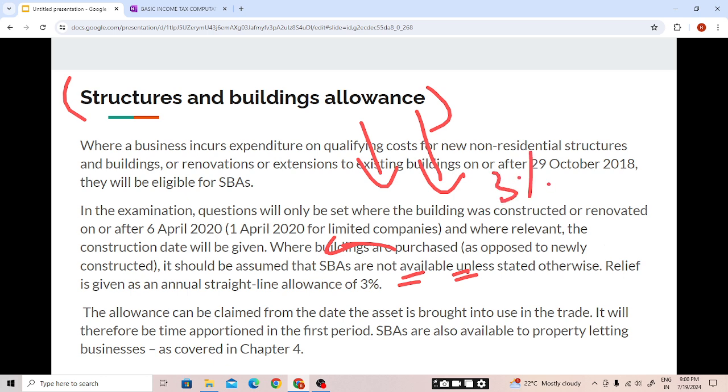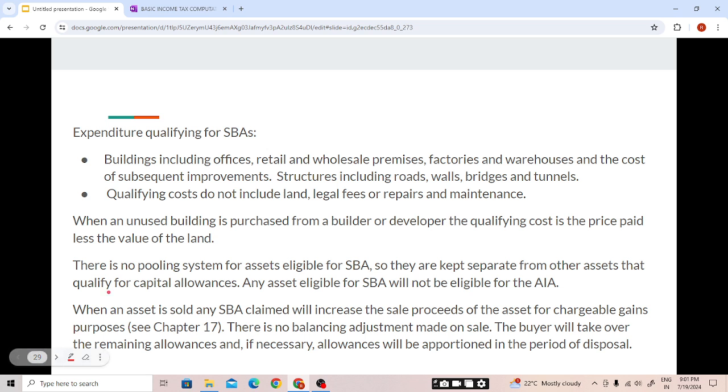And here students, the date of purchase is important. Under the structures and buildings allowance, the date of purchase is important. We will time apportion it. If we purchase or renovate the building and use it for only 3 months, then only 3 months of structures and buildings allowance will be available. But for the previous items, we have seen that for all the capital allowances, the purchase date was irrelevant. But under structures and buildings allowance, the date of purchase is important. I hope this is clear. And the allowance is calculated at 3%.